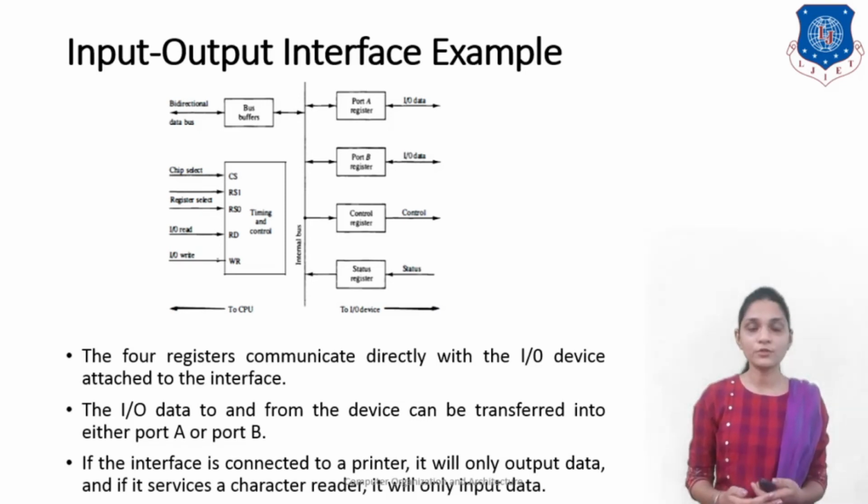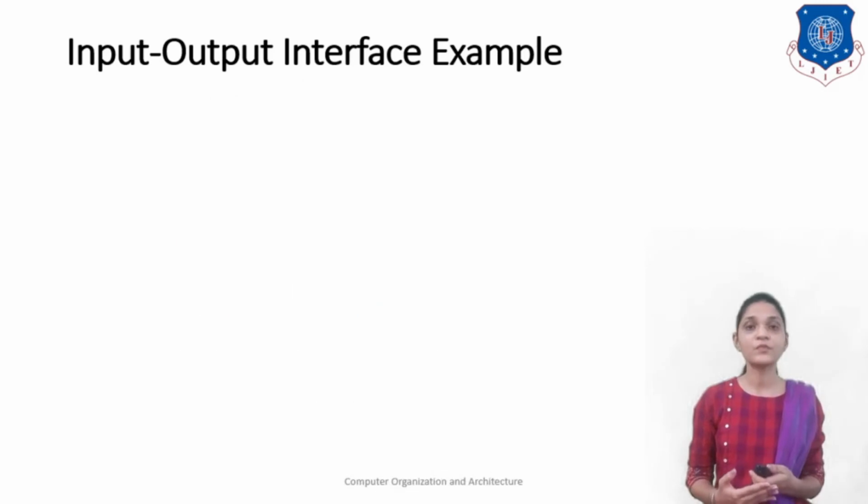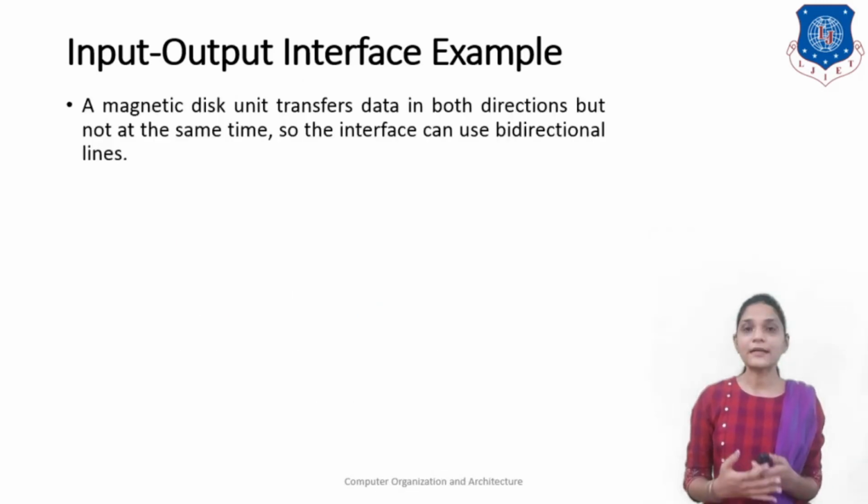So depending upon that requirement, you can connect this port A and port B as an input or output port. Next, we can say that a magnetic disk unit that transfers the data in both directions but not at the same time, so that interface can use these bidirectional lines.